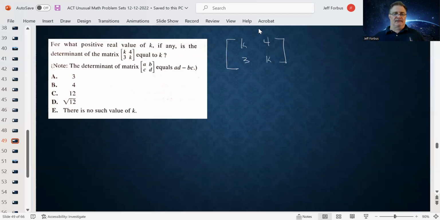In the note, it tells you the determinant of the matrix. I'm going to put it over here. A, C, B, D. The determinant of the matrix is equal to this formula, A times D minus B times C. Now look where your terms are at the top of the screen. K, 3, 4, K. So K is the A, 3 is the C, 4 is the B, and K is the D.